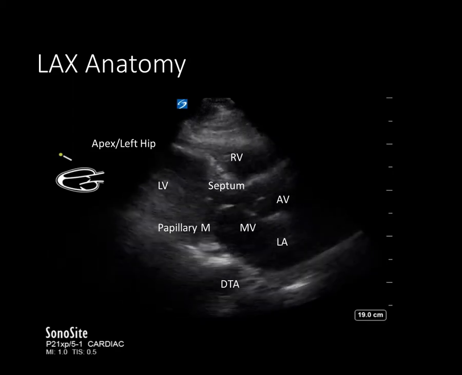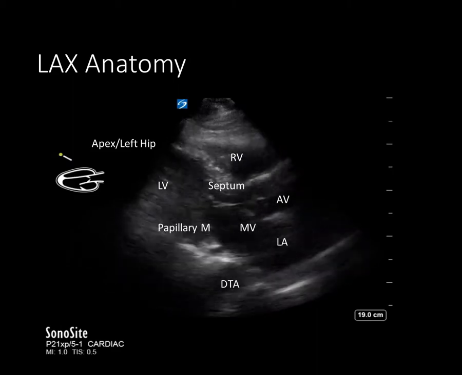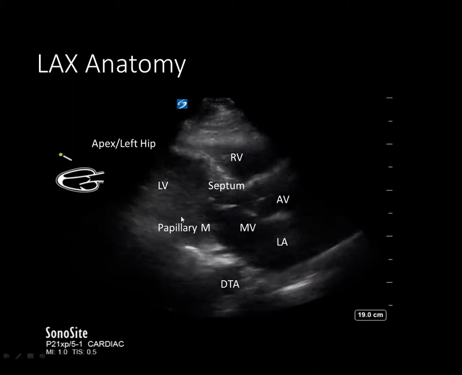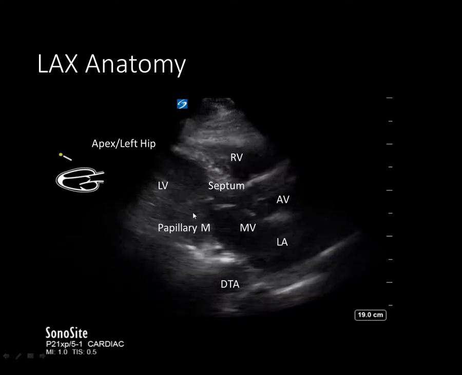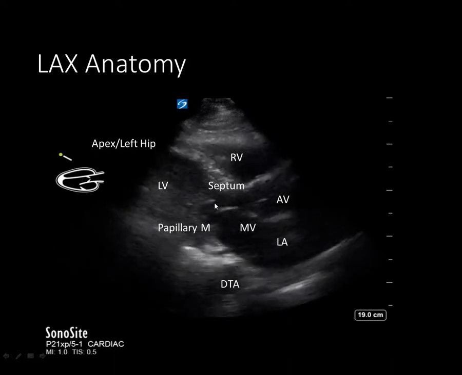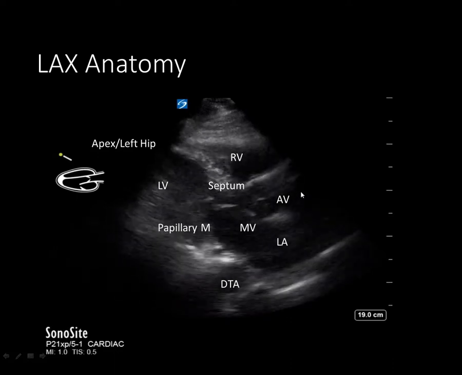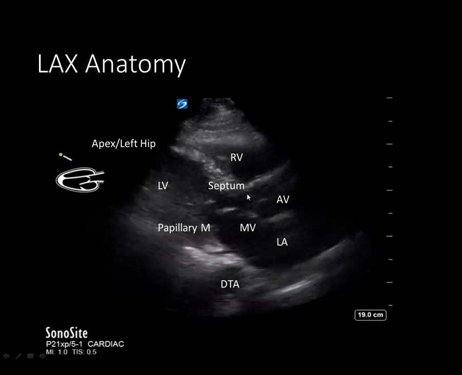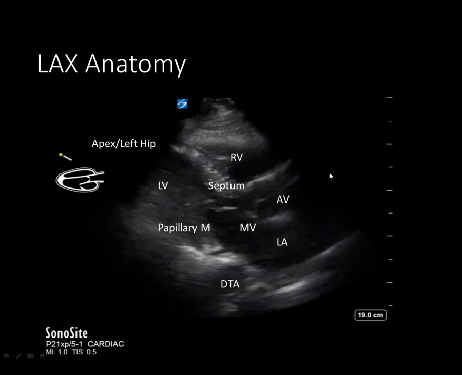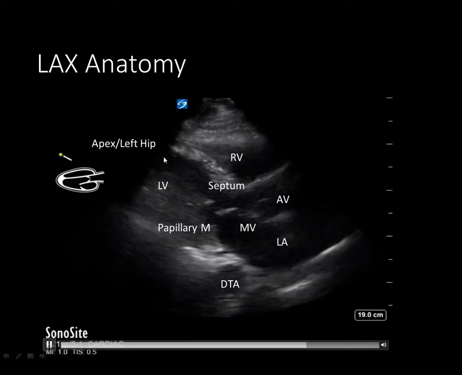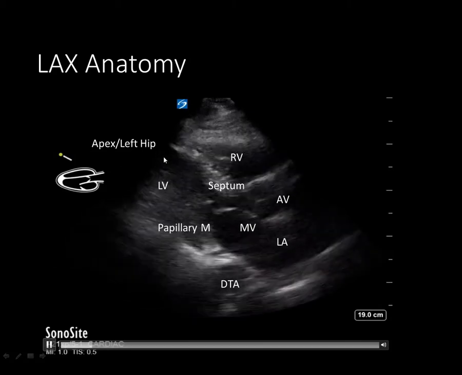We can see the left atria coming into the left ventricle in the far field through the mitral valve, with the meaty papillary muscles here and the thin chorda tendineae attaching them to the mitral valve. We can then see the aortic outflow tract with the aortic valve in the middle of the view. The sternum will be on the receding edge, and the apex in the left hip on the leading edge.